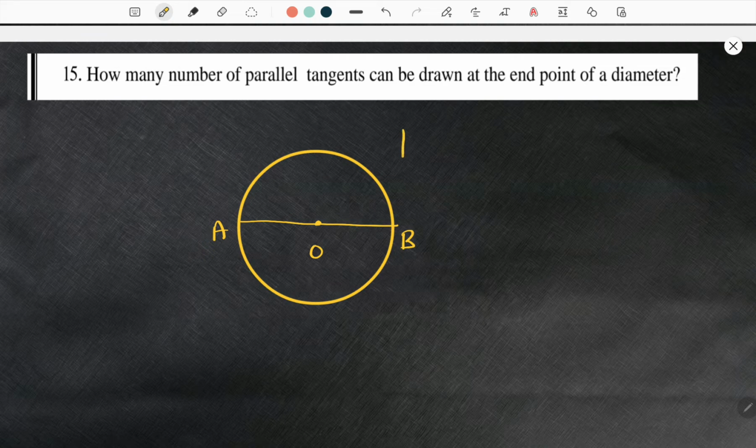Look at this. This will be one tangent, and this will be another tangent, and these will definitely be parallel, because this is 90 and here also 90. These are alternate interior angles. Here also 90, here also 90. So that's why two parallel tangents.